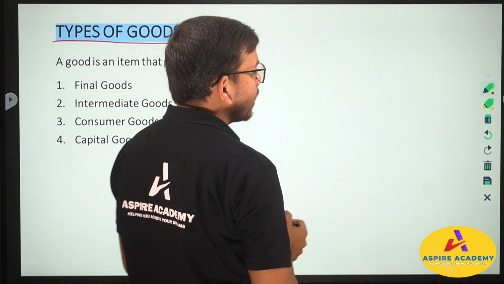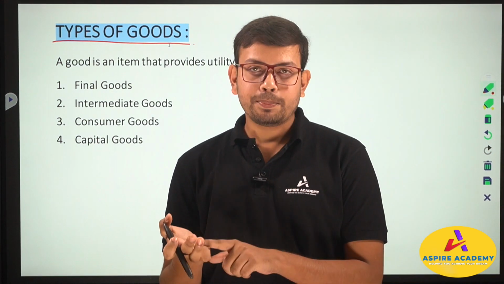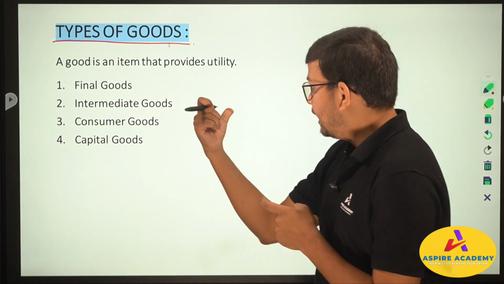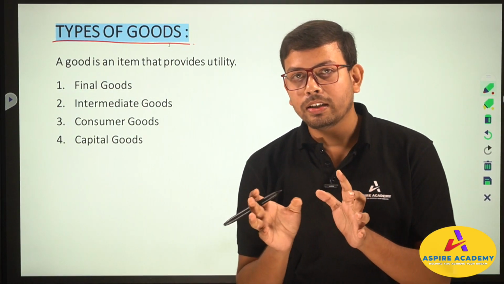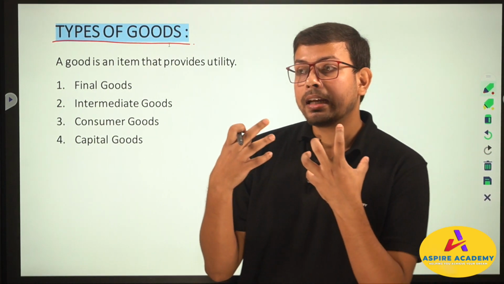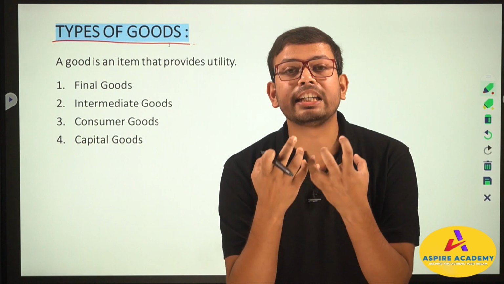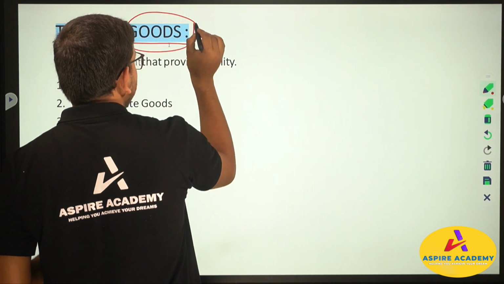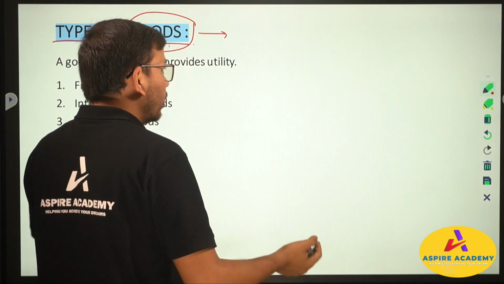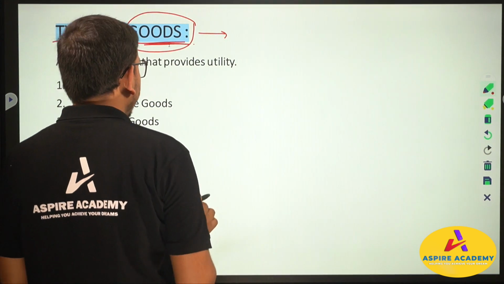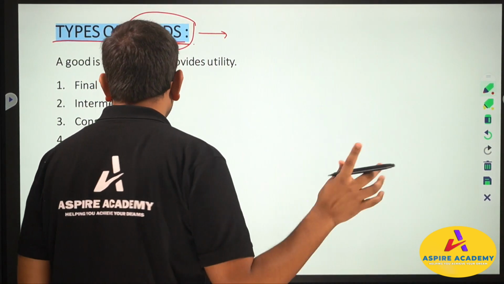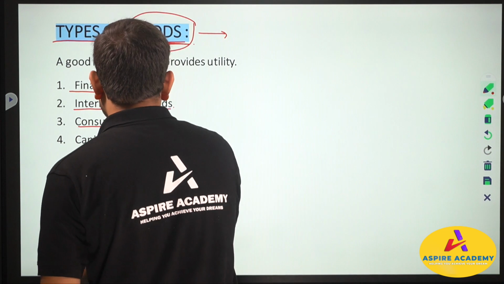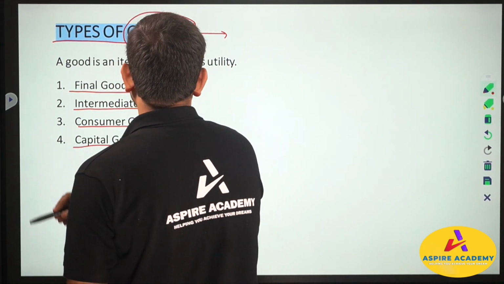Okay, we know that there are goods like, let's say, chips is a good, iPhone is a good, laptop is a good, a pen is a good, this LED board is a good. So every single good that we produce has a specific utility. But don't go to that side. Generally, when we say goods, that means it's a collection of all the goods. Generally goods are classified into 4 different types. The first one is final goods, the second one is intermediate goods, the third one is consumer good, and the fourth one is capital good.